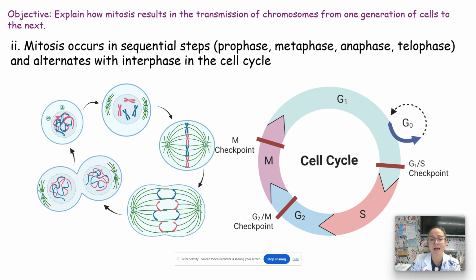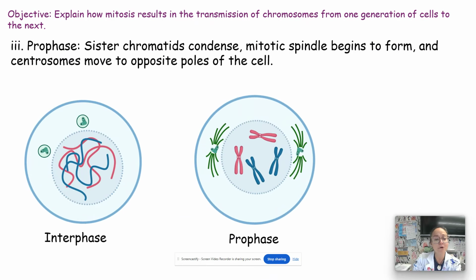So mitosis happens with prophase, metaphase, anaphase, telophase, and alternates with interphase in the cell cycle. So prophase, if we look at it first, here on my left I have a cell in G1 in interphase. In prophase, the chromosomes have already duplicated in S phase. Now I have identical sister chromatids held together by a centromere. What I do see is the centrosomes have started to send out spindle fibers or microtubules that are in green.